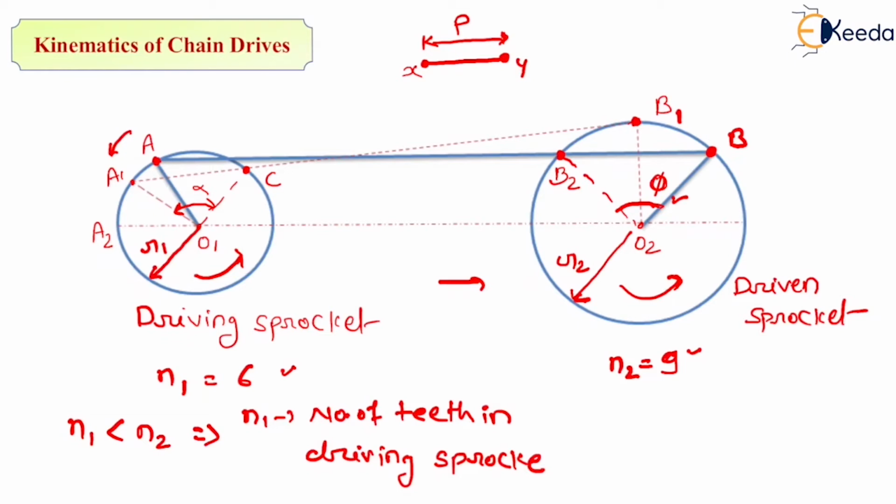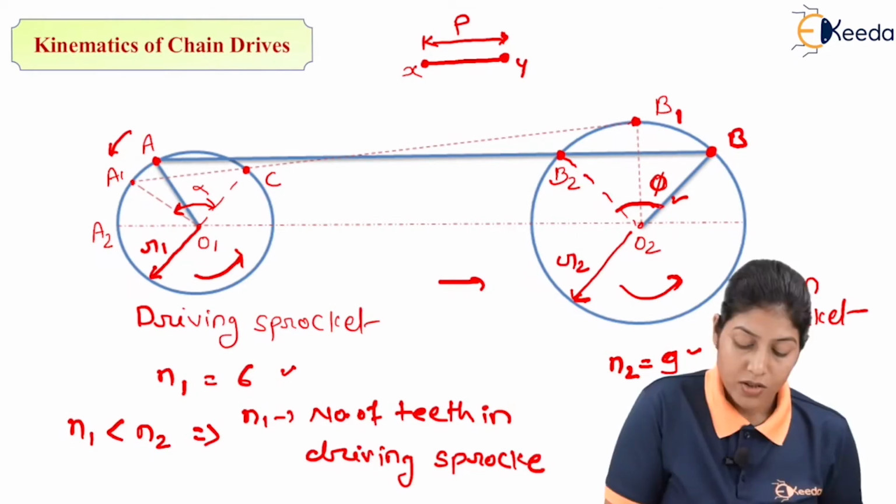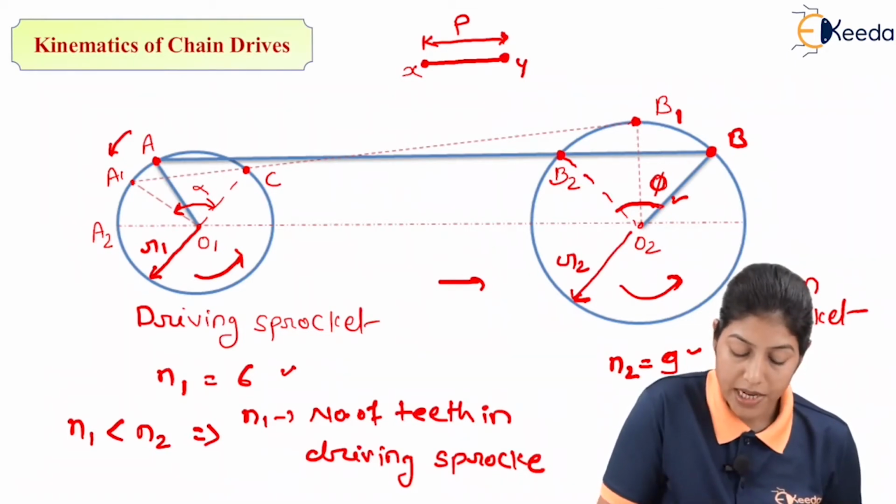In that condition, this particular length will be straight. This line will be represented as a straight line only. And this particular line is making an angle with the center distance O1, O2. So, line AB is inclined with the center distance O1, O2.